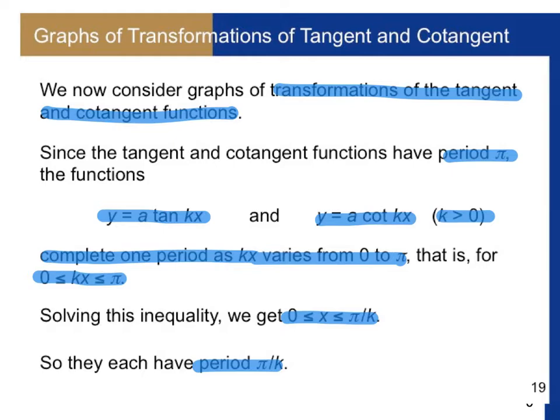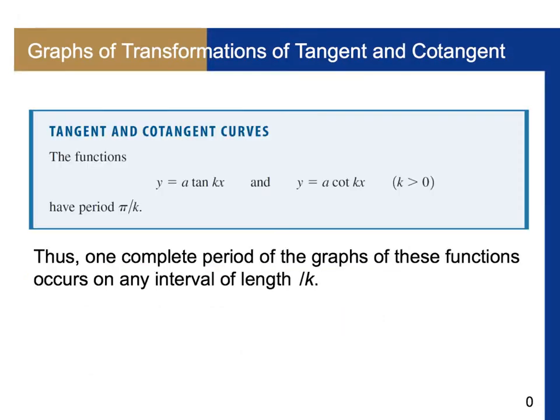Instead of, remember for sine and cosine, we take 2 pi divided by k to get our period. For tangent and cotangent, we're going to take pi divided by k because the period is just pi for tangent and cotangent. Okay, just to summarize, tangent and cotangent curves, so y equals a tangent of kx and y equals a cotangent of kx, where k is positive, have period pi over k.